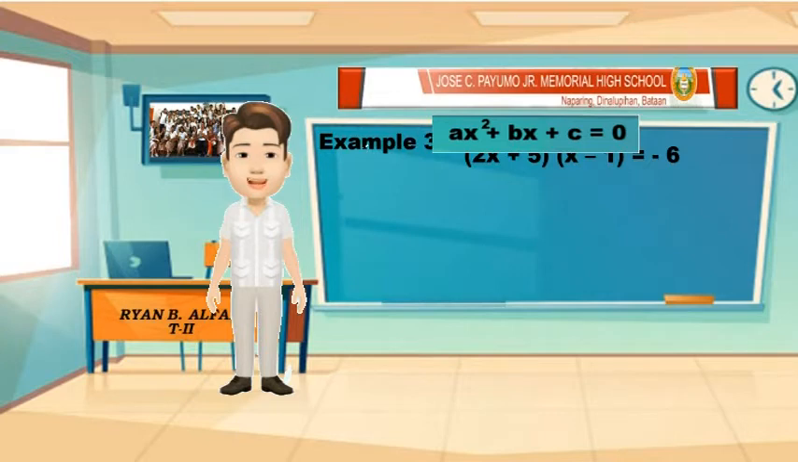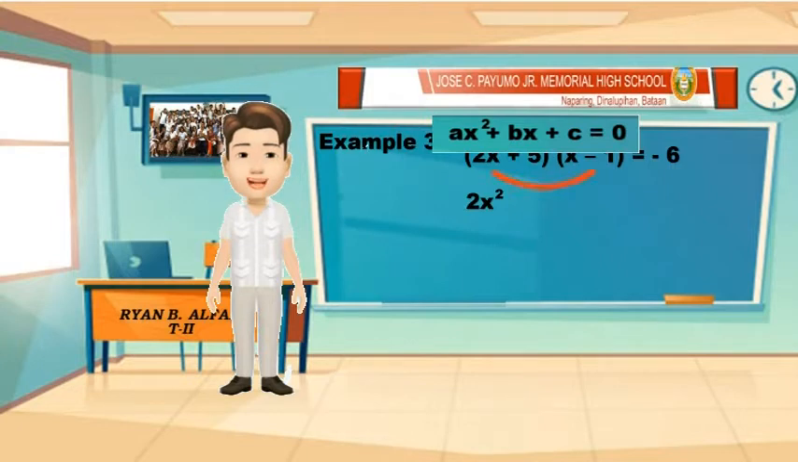First, look at the left side. So we have two binomials. We're going to multiply two binomials. How can we multiply them? By using the FOIL method. Multiply first the first terms of the binomials, which are 2x and x. So what is the answer? We have 2x squared. Then multiply the outermost part of the binomials.